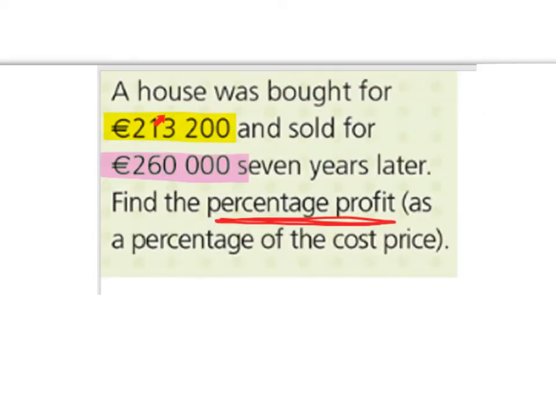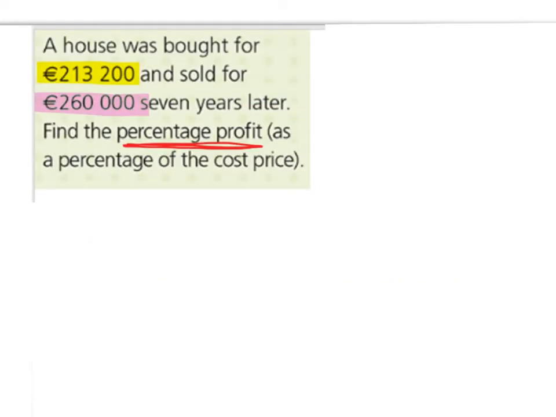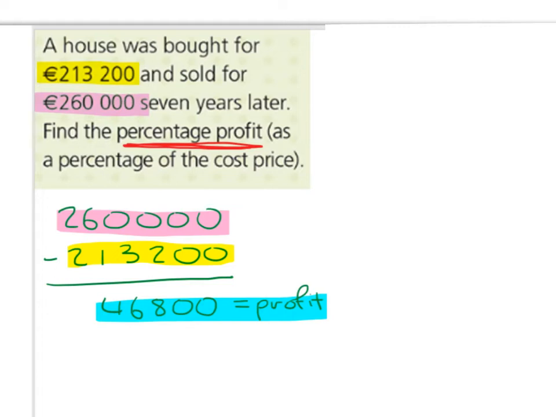A house was bought for €213,200 and sold for €260,000 7 years later. Find the percentage profit as a percentage of the cost price. So the first thing we will do is get the difference between the two amounts, what it was bought for and what it was sold for. So 260,000 take away 213,200 gives us €46,800. So this is the profit.